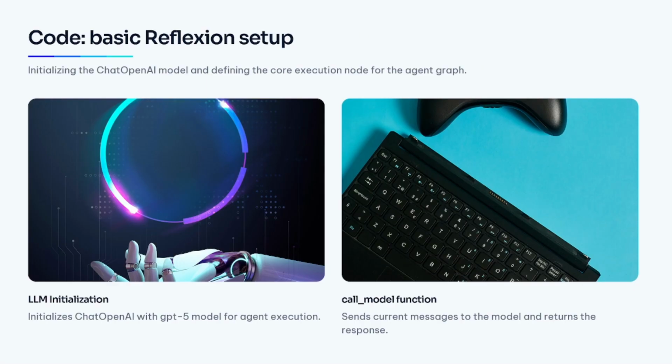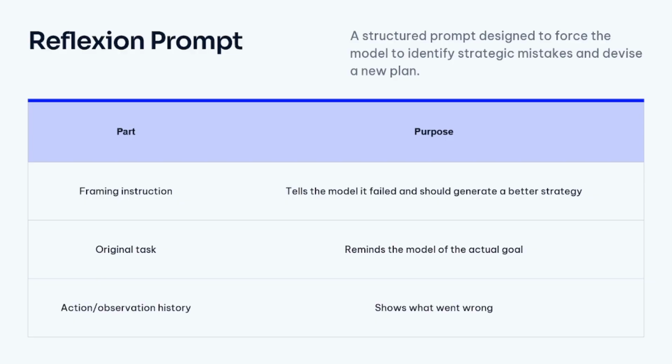So, basic reflection setup. You initialize a ChatOpenAI model and define the core execution node for the agentic graph. So to set up reflection, you must first initialize the LLM, and then you must call a particular function to implement it. Reflection prompts are structured prompts designed to force the model to identify strategic mistakes and devise a new plan. So we have a framing instruction.